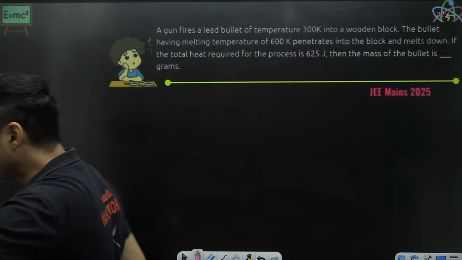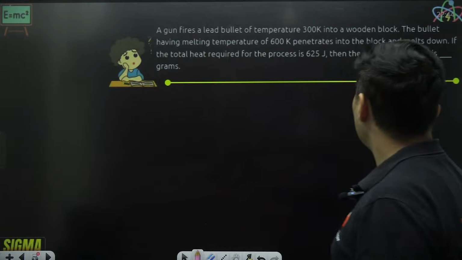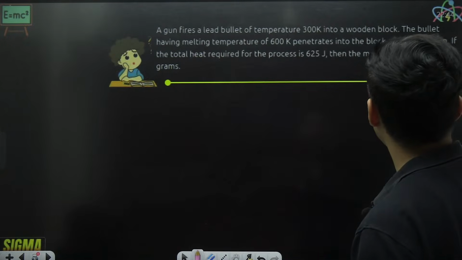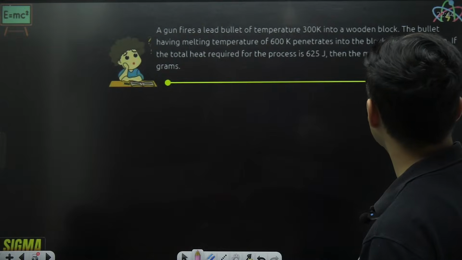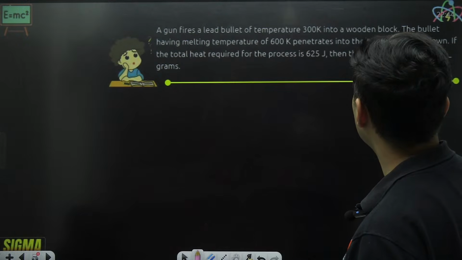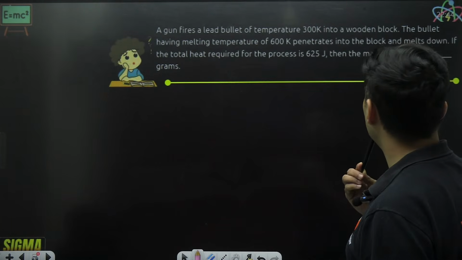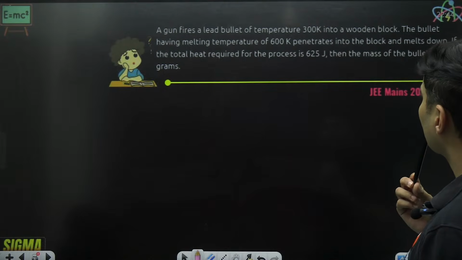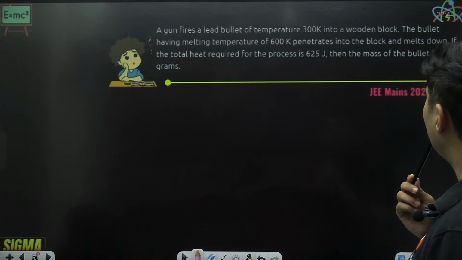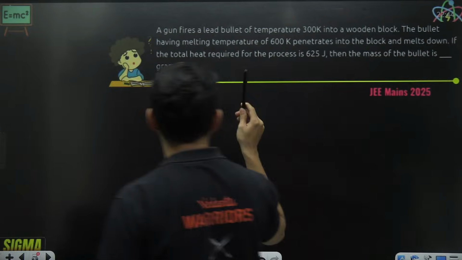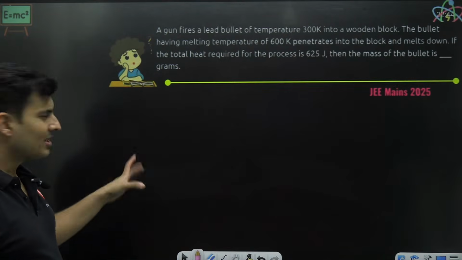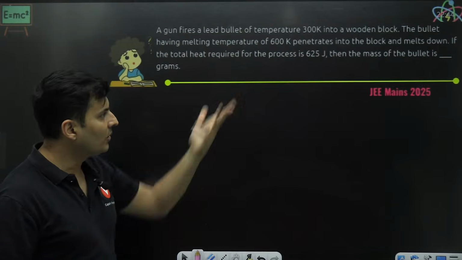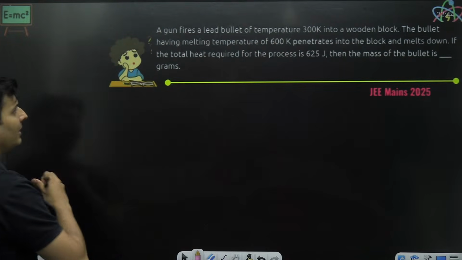Come on. Think. A gun fires a lead bullet. Temperature is given, into a wooden block. The bullet has a melting temperature of 600, penetrates into the block and melts down. If the total heat required is 625, find the mass of the bullet. I think they have not given some data like L or S or something. Maybe we'll see. If we require, we will just put it in variables. Maybe in the solution slide they have used it. In the question, it has not got printed over here. No issues. I'll just write it down.